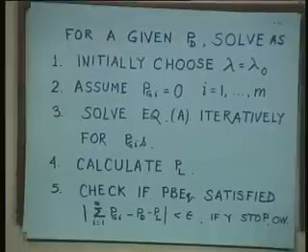For a given value of demand, naturally you have to have a demand, then only you try to find out optimal values of various generations. Solve the equation A by using the following algorithm. Initially choose lambda equal to lambda 0. Lambda value you have to assume. Assume Pgi equal to 0 for all i. Solve equation A iteratively for Pgis.